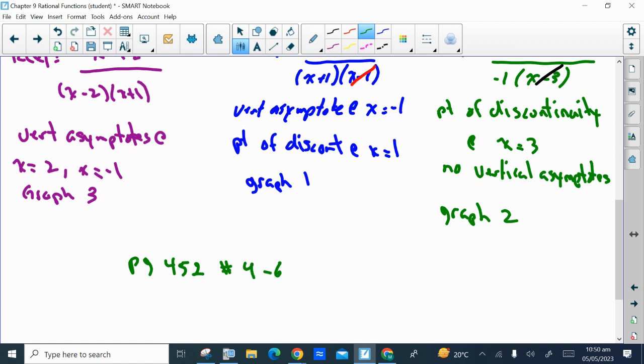So on page 452, you can do questions 4 through 6. You're going to hand this one in for marks.